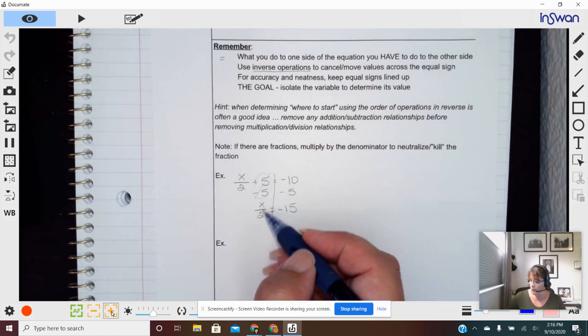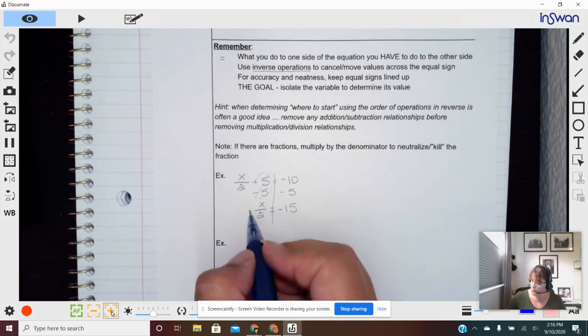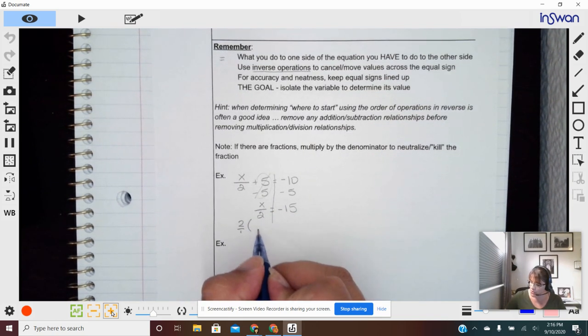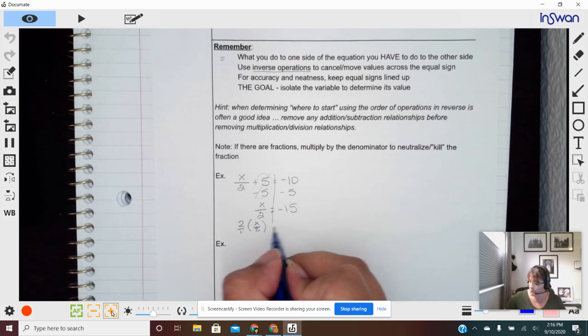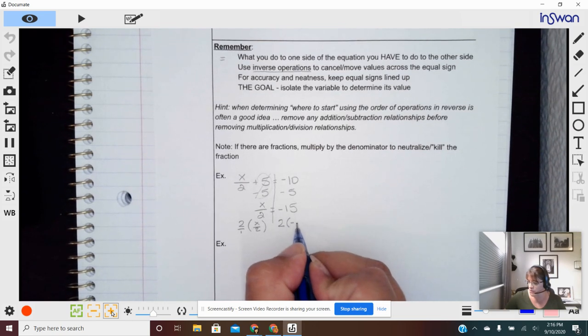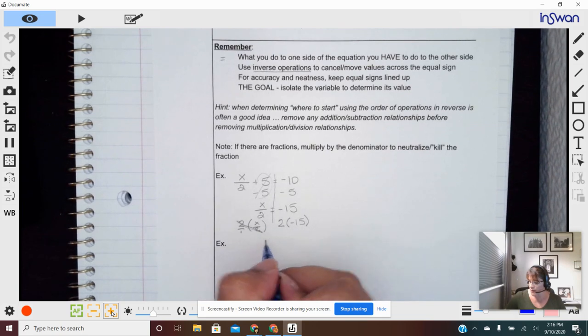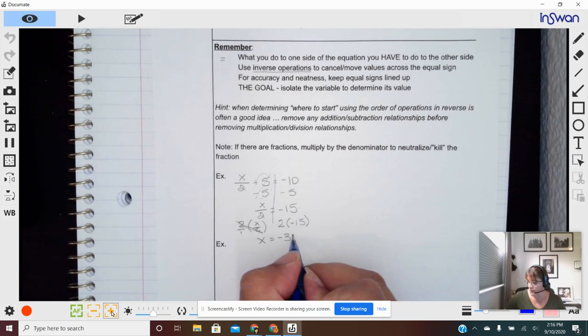The inverse operation of divide by 2 would be to multiply by 2, and I'll even make it look like a fraction here, which means I also have to multiply this side by 2. These cancel each other out. So x equals negative 30.